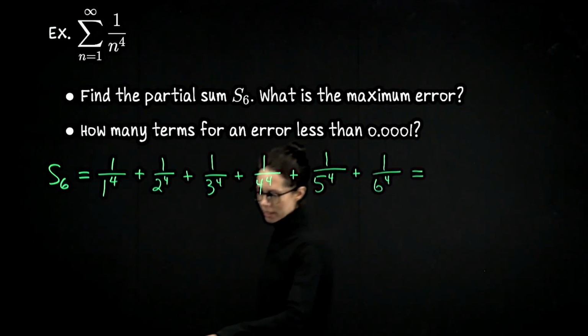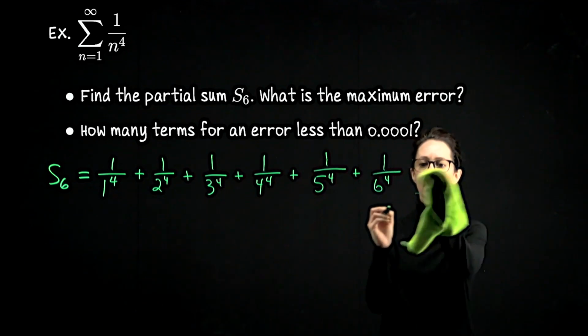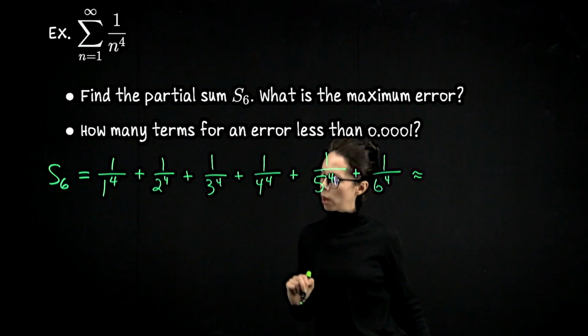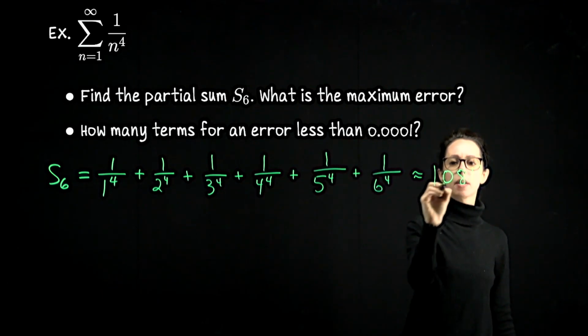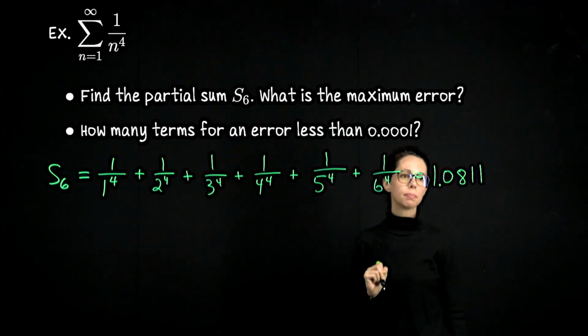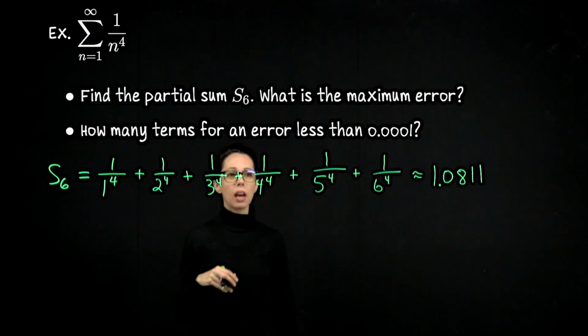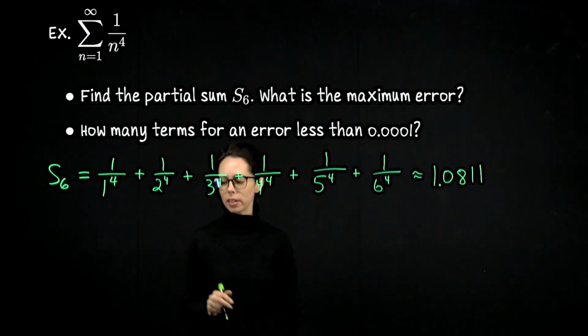Okay, I had to write this down. This is approximately 1.0811. Okay, I had to do some rounding there, but let's give this as an approximation of our partial sum. Okay, so what is the upper bound for the remainder? I want to know like the worst case scenario for the remainder.